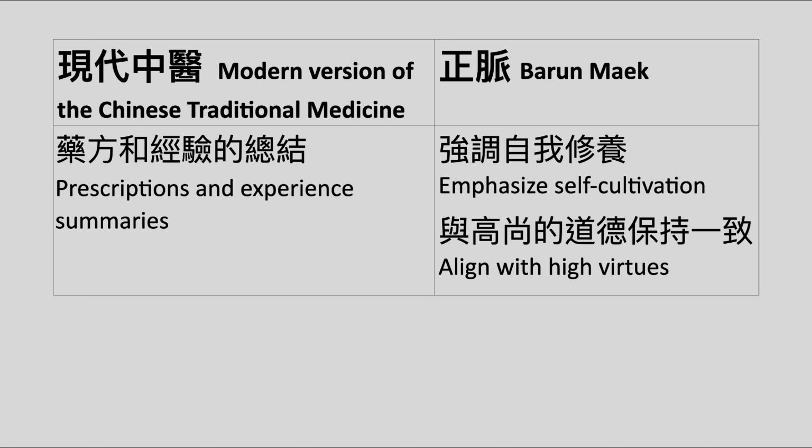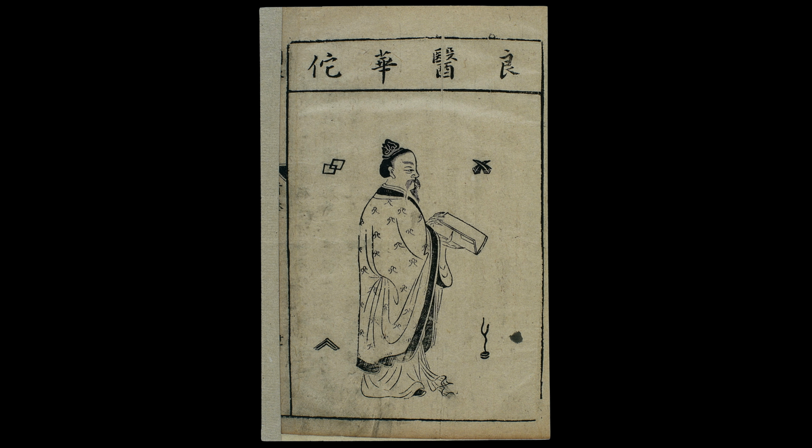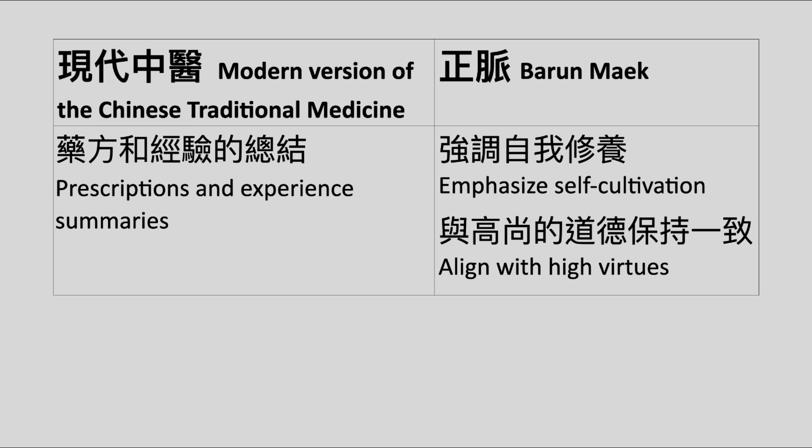Barun Maek is also different from the traditional Chinese medicine that is currently practiced in China and other countries. Traditional Chinese medicine was left by ancient Taoist practitioners. While it has been passed down to the present, much of the essence is gone. The modern version of traditional Chinese medicine mostly retains only some prescriptions and experience summaries.